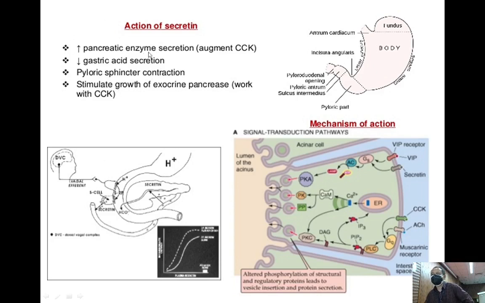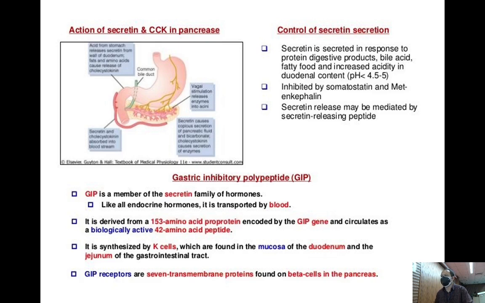As you know, CCK and secretin therefore control the overall function of gastric emptying. That means the contents from the stomach will be prevented from flowing into the duodenum. That is to put it in a simple statement. They also stimulate growth of the exocrine pancreas. Okay, so they work in tandem with CCK. So these are all functions of secretin, and secretin also potentiates the release of insulin.